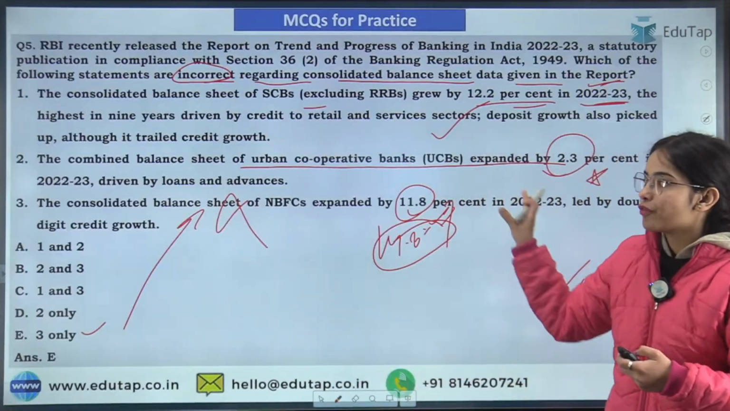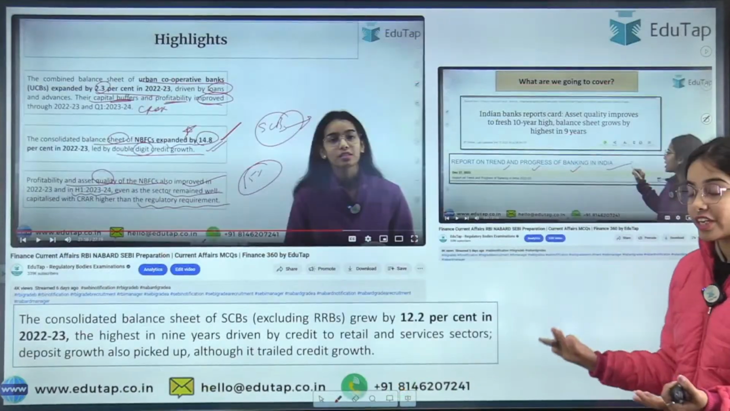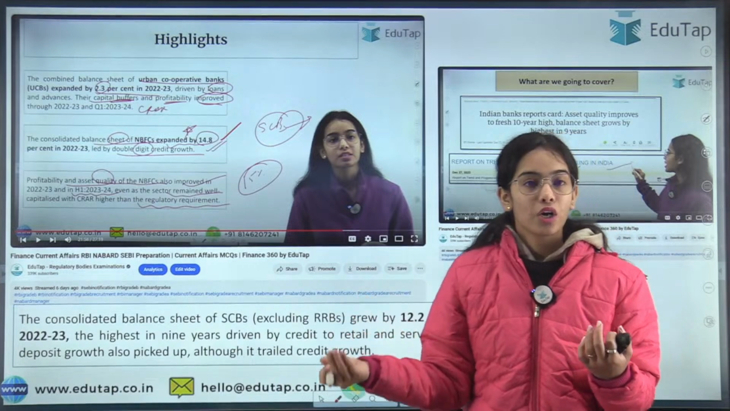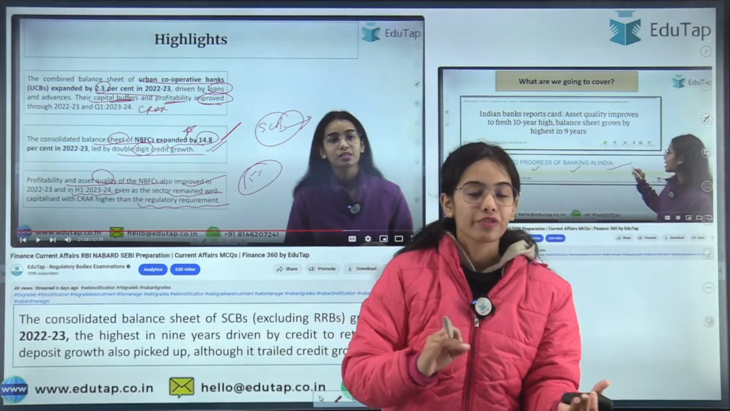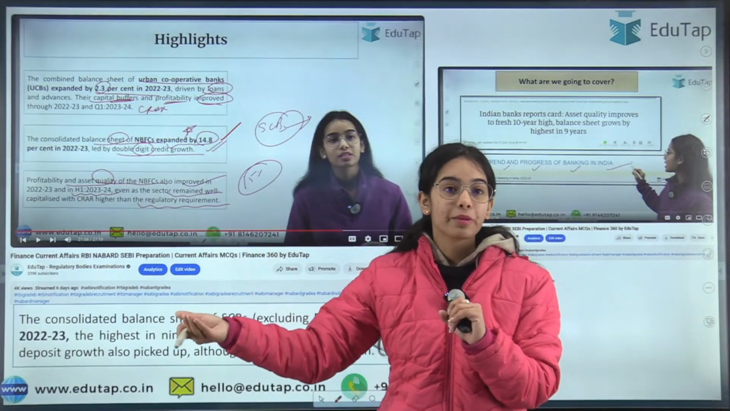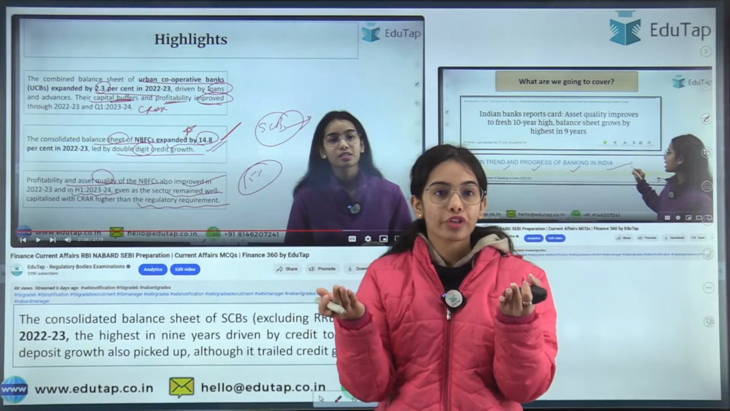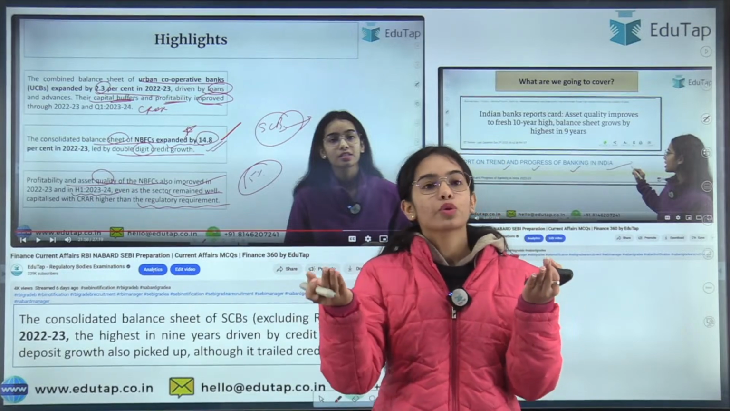This we have discussed in depth in the session. If you are not aware of the report on trend and progress of banking, or if you are confused between the FSR report and the report on trend and progress in banking, you can see those two sessions and you will easily be able to differentiate between the FSR and the report on trend and progress.